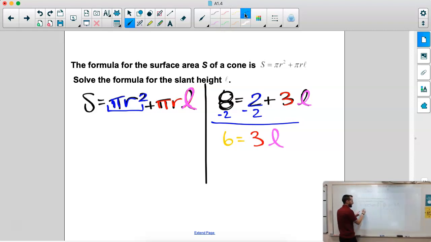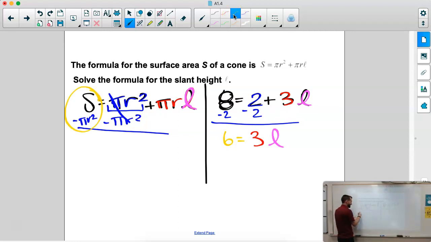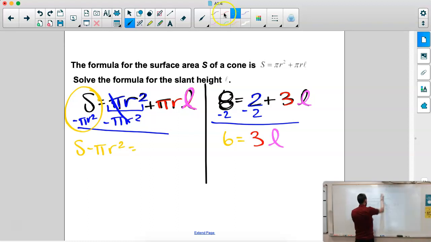First thing I can do is subtract this. It's being added to the thing that has the variable term, minus pi r squared. So these are going to cancel out, and you're going to be left with this on the side. Now, you can't actually subtract these. And this is where students get stuck, is they want to do more than they're being asked to do. I can't do s minus pi r squared. There's no math to actually subtract. So you just write it, and you leave it there in that kind of awkward state.